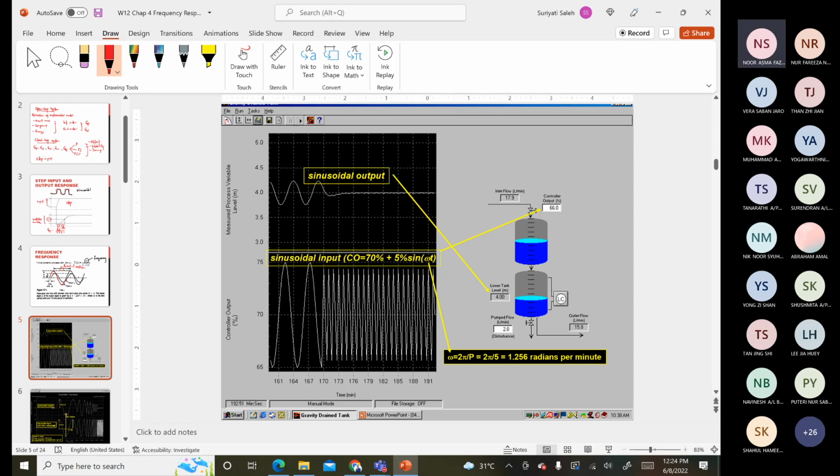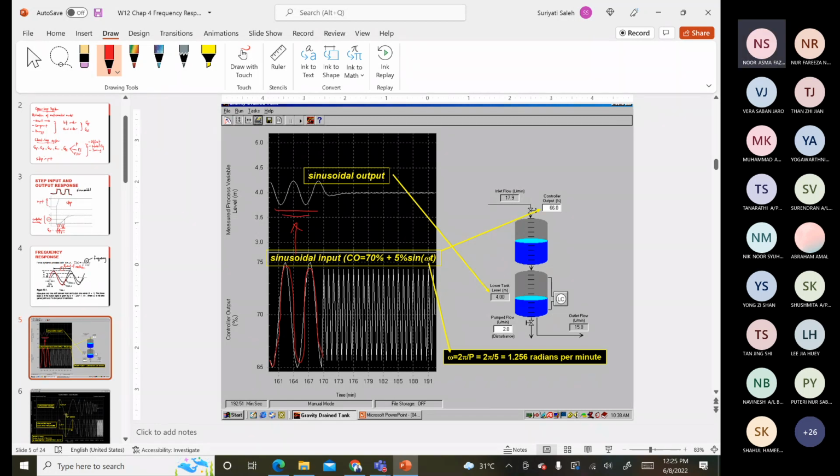So the good thing about the sinusoidal, normally, if we take a look in this case, we can see that initially you have the slow rate of the sinusoidal. Based on the sinusoidal input, you can see initially when we have a slow rate of the oscillation, then it will give you the oscillatory response.